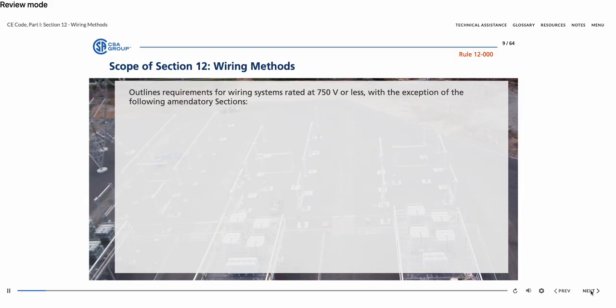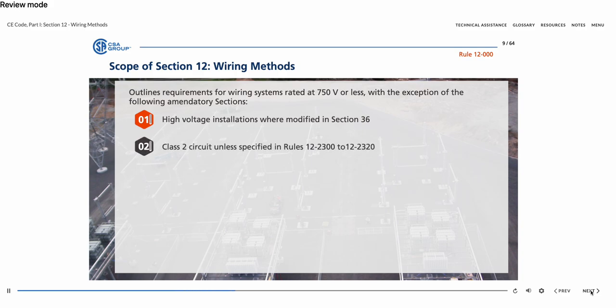Section 12 covers all types of wiring methods required for electrical installations operating at a voltage level of 750 volts or less, with the following exceptions. For voltages in excess of 750 volts, Section 36 may modify these requirements. Class 2 circuits, unless specified in Rules 12-2300 to 12-2320.